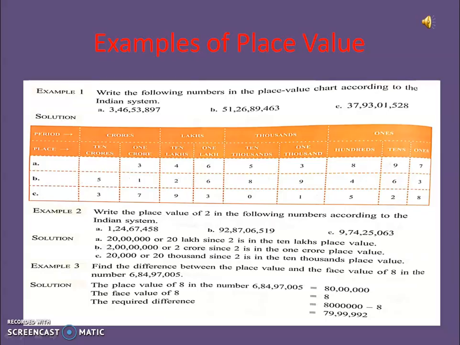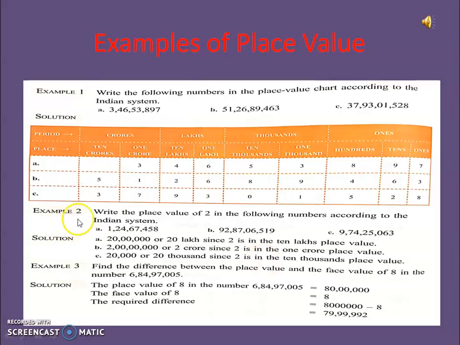The next digit is 6, so it will come under 1 lakh. And the next digit is 4, so it will come under 10 lakh. And the last digit in this whole number is 3, which comes under 1 crore. In this manner you have to solve other examples also. So let's move on.